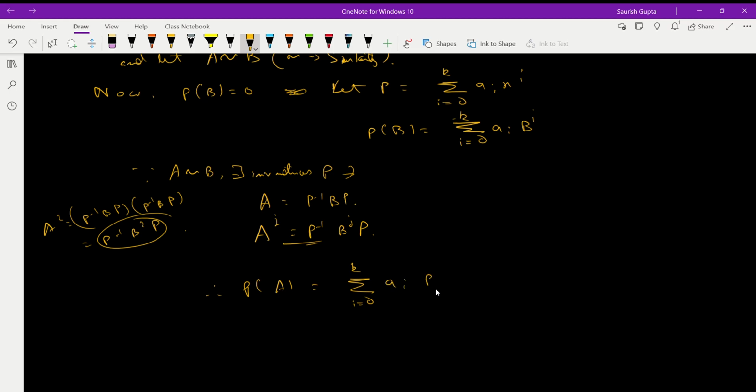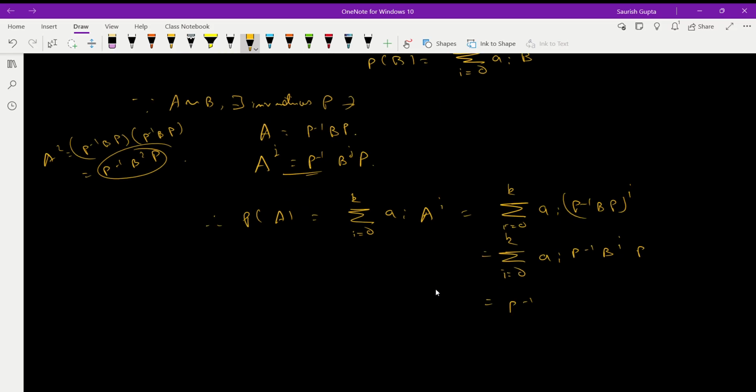Because what is A squared? A squared is P inverse B P times P inverse B P. So we can associate P and P inverse, which gives you the identity, so it becomes P inverse B squared P, right? Now inductively you can obviously prove this fact. Therefore, p of A is nothing but the summation over i equals 0 to k of a_i (P inverse B P)^i. So wait a minute, yeah, we should have written it like this.